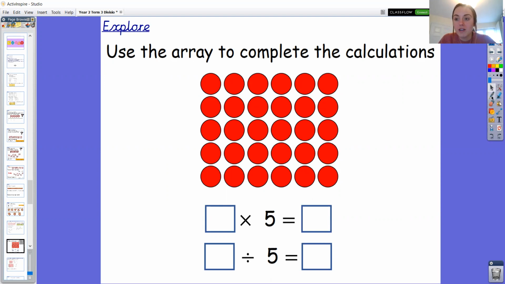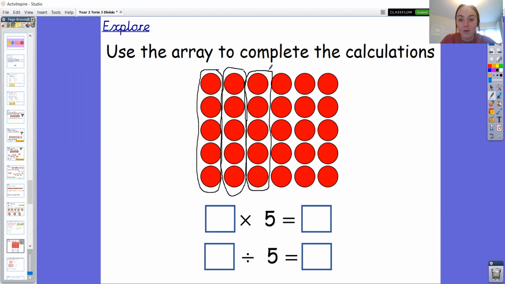Well done, year two. So first of all, I looked at the rows and I noticed in the rows that there are 1, 2, 3, 4, 5, 6 counters. So I'm looking for a group of 5. So instead, I'm going to look at the row. 1, 2, 3, 4, 5. Brilliant. So I'm going to draw a circle around this group of 5. And as I continue to do that on the array, year two, I wonder if you can work out how many lots of 5 there are. You may even be beginning to find the whole. When talking about multiplication, we call this the product.